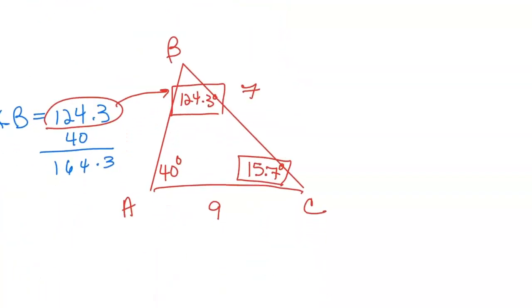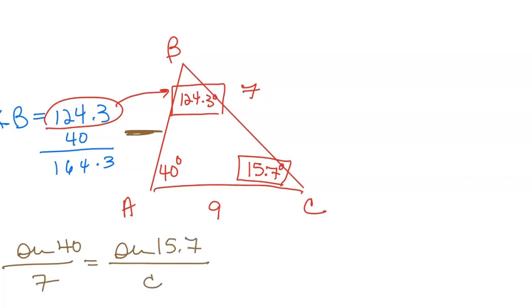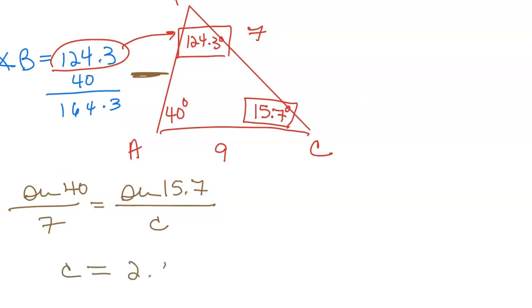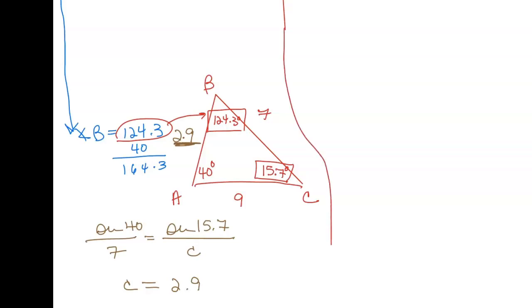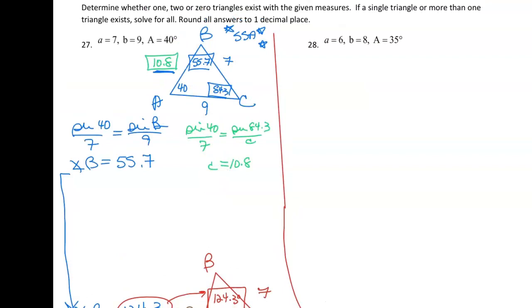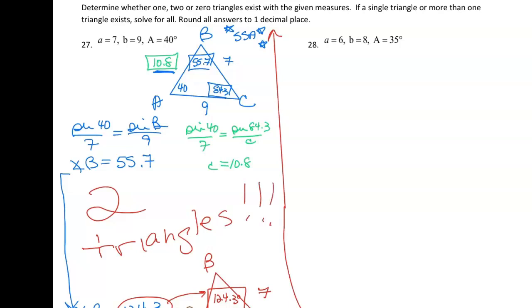What's missing? Well, little side C is missing here as well. So this time I'm going to say sine of 40 over 7 equals sine of that much smaller angle over little c, and this time I get a much smaller side to build this triangle. And we are done. Okay, so here you had an ambiguous case, and because of the relative size of the two angles, I was able to build two different triangles with the same starting point. Okay, so I'm going to say two triangles, be on the lookout. Okay, let's continue our work.